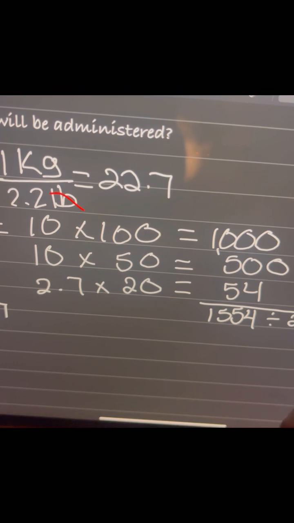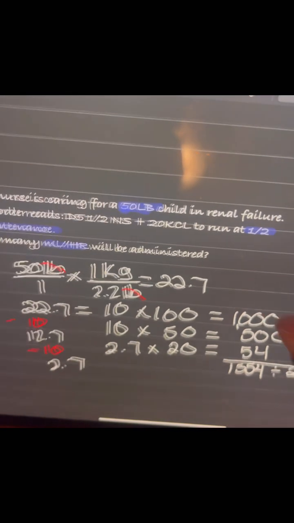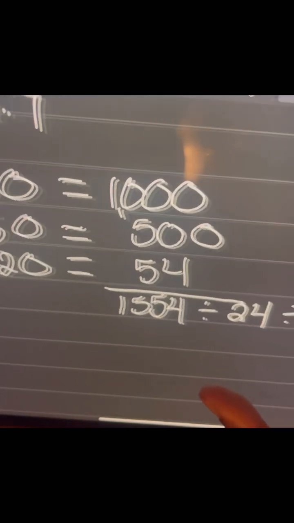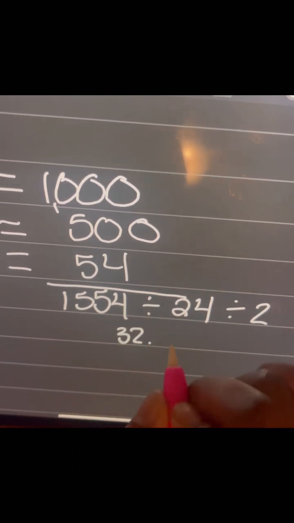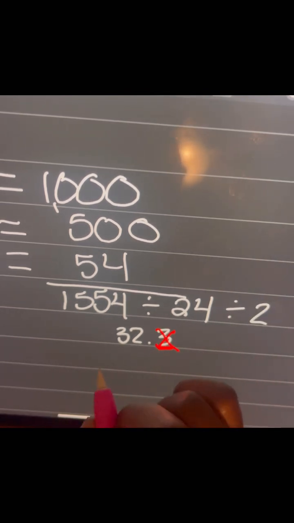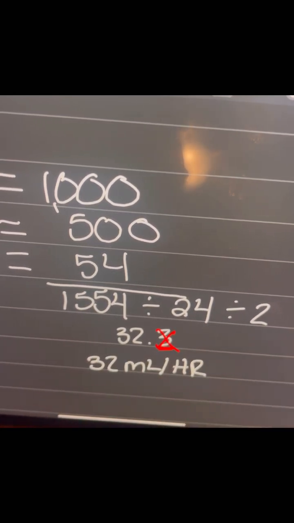But this time you're also going to divide it by 2 because it is being ran at half maintenance. So if you come back over here, this is being ran at half maintenance, so you're going to divide it by 2, and then that is going to give you 32.3. But remember, you can't put this in your pump for IV fluids, so because it's under 5, it's going to remain the same, so you just get rid of it. So your pump is going to be set at 32 milliliters an hour.